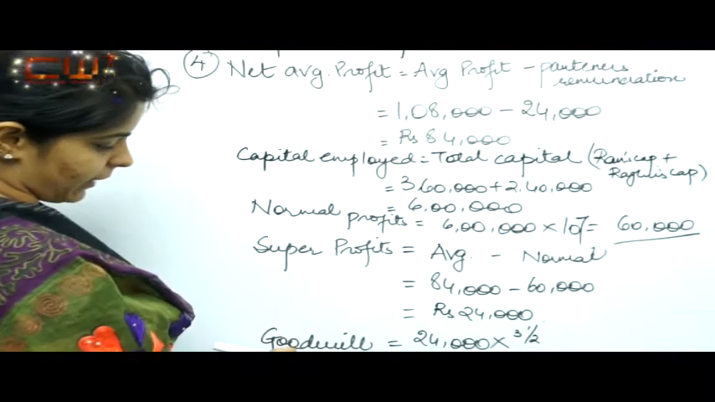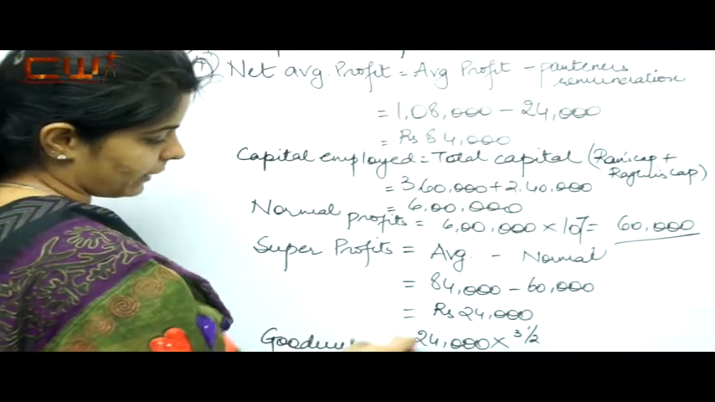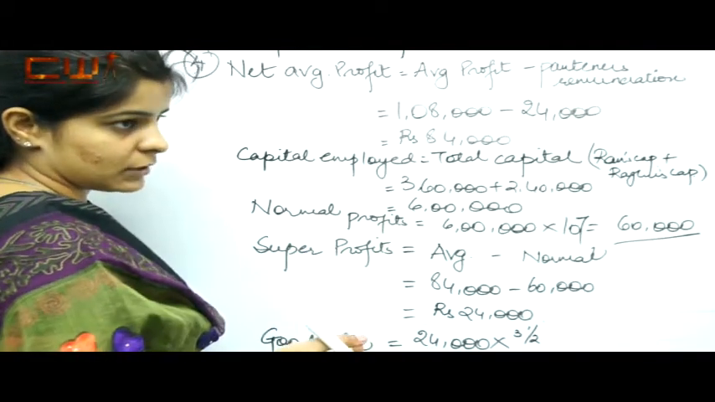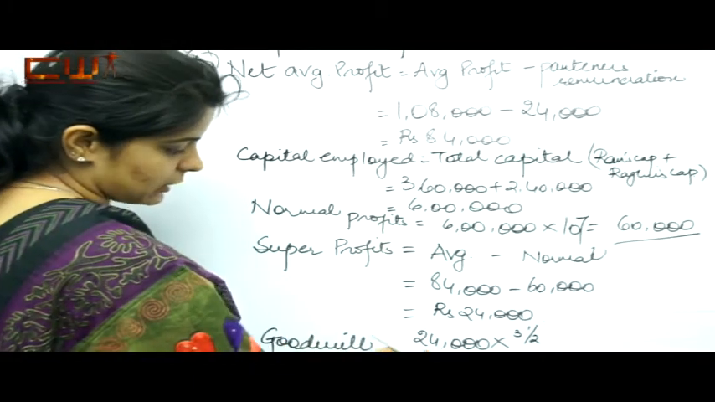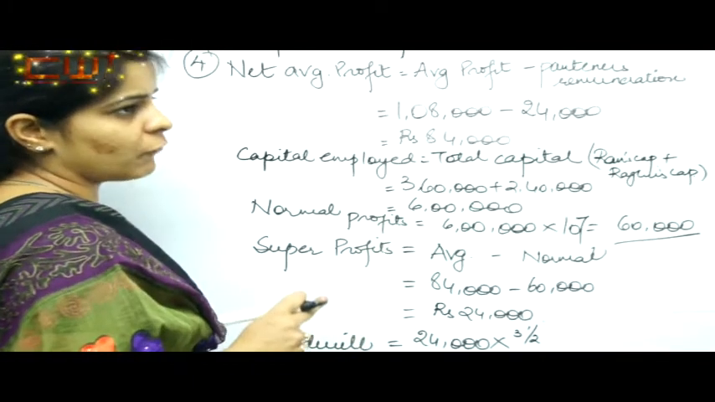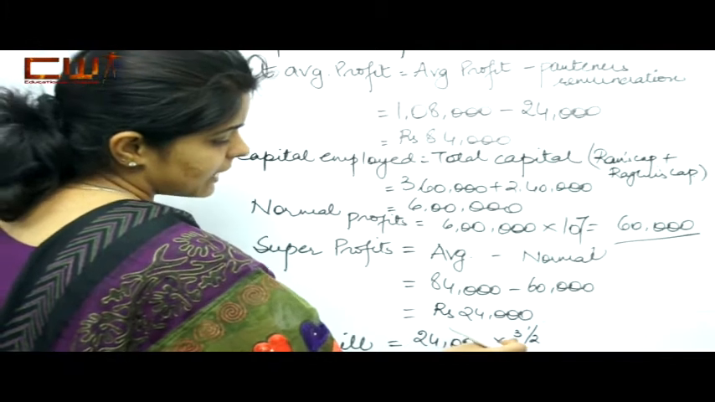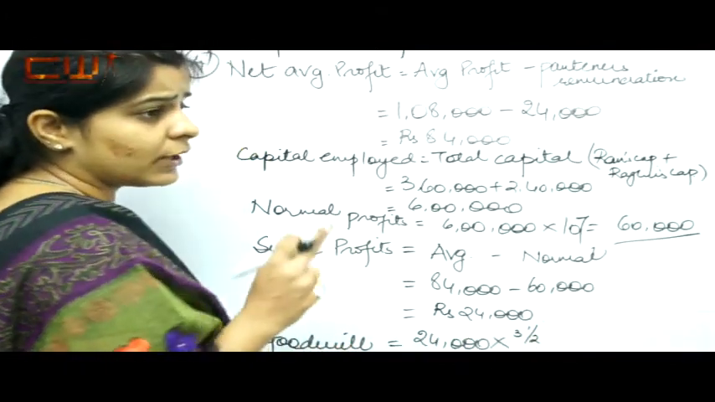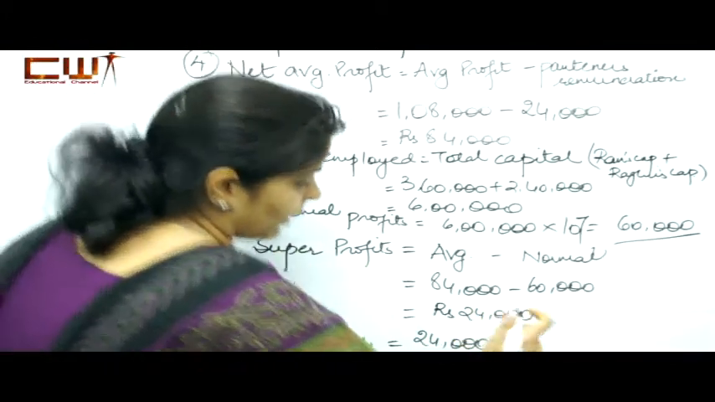Now you have to finally find out the goodwill. How do you find out goodwill? Super profit into the number of years of purchase. So super profit is 24,000, into the number of years of purchase, which in the question is given as 3.5 years.